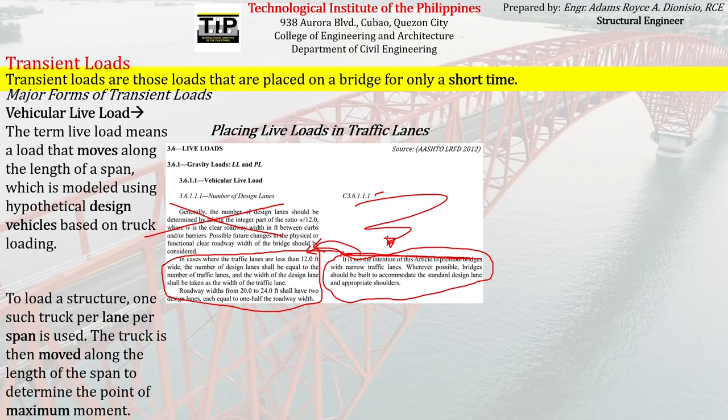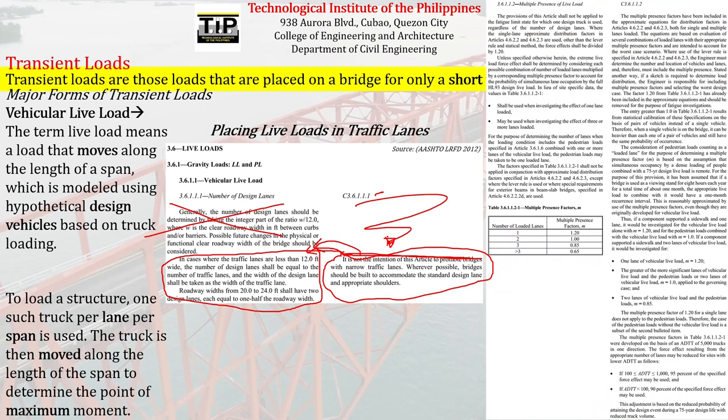Okay. Ito may kadugtong pa yan. May kadugtong pa yung 3.6.1.1 na yan. Yung multiple presence of live load. So, ano bang binabanggit dyan? Actually, ang daming sinasabi dyan. Usually, ang daming sinasabi sa code. Pero parang binabanggit niya lang naman dyan sa multiple presence provision na yan. Ano ba sinasabi niya? Basahin ko lang. Medyo maliit eh, hindi ko mabasa.